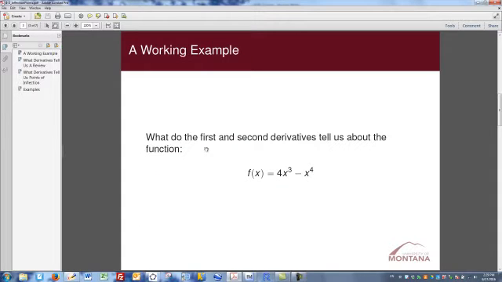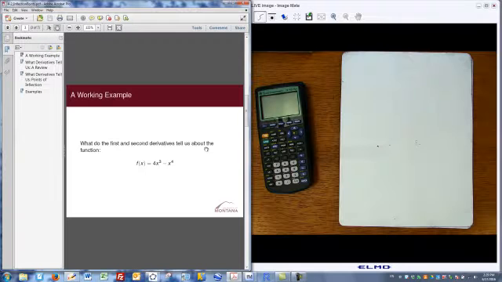So let's talk a little bit about what the first and second derivatives tell us about this function. We already have investigated what the first derivative tells us about the function. Let's investigate a little more fully what the second derivative tells us, and in particular, how do we find or determine where a function has a point of inflection. So let's go ahead and carry that out now.